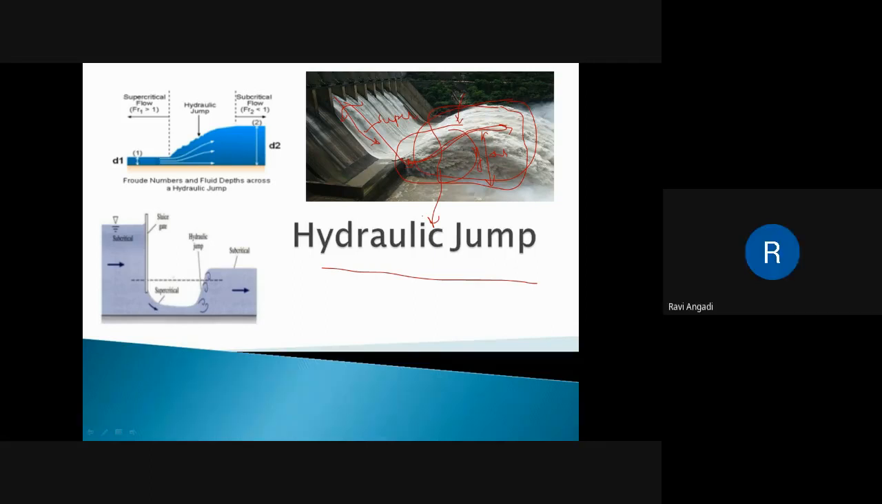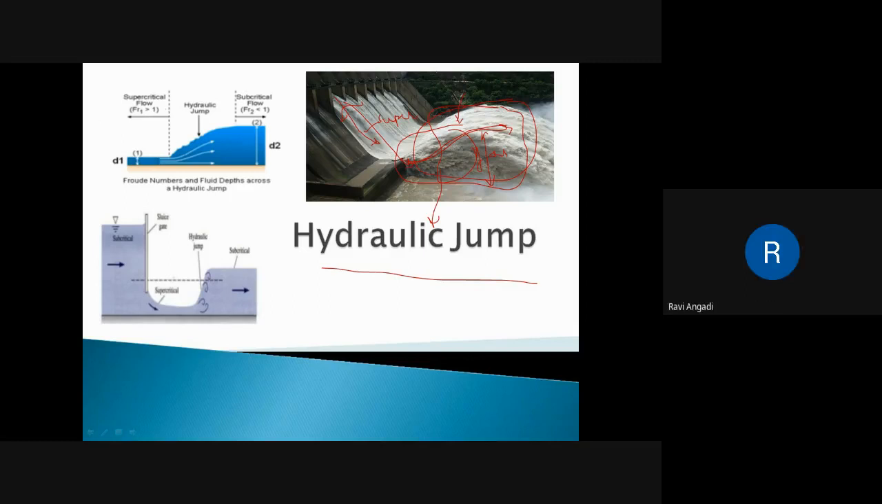Try to understand. If you have not understood, you ask me, because next time I'm going to derive the equation. Then there the words before jump and after jump will come. Before the jump, the flow is supercritical. After the jump, what is the flow? Subcritical. So whatever happens between the two flows, supercritical flow and subcritical flow, that is what we call a hydraulic jump. Understood?